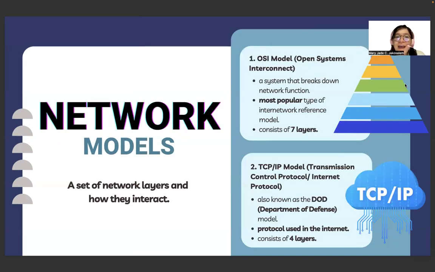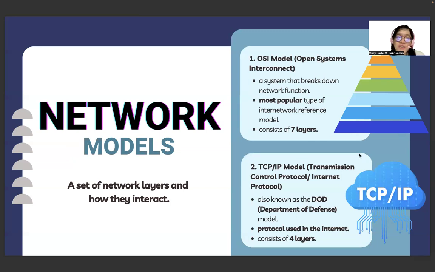Then we have two types of network models. What are network models? They're a set of network layers and how they interact. Basically, network models are made up of layers, and we are describing how each layer interacts with the others.